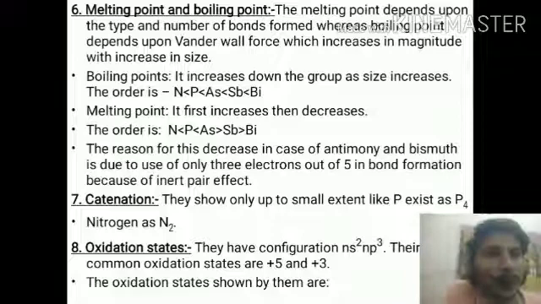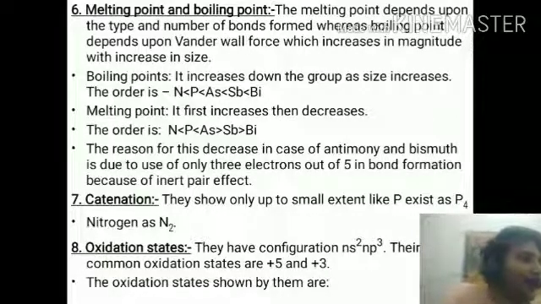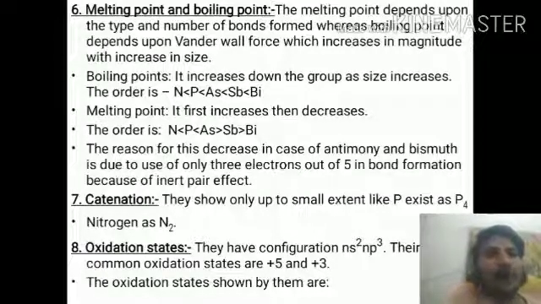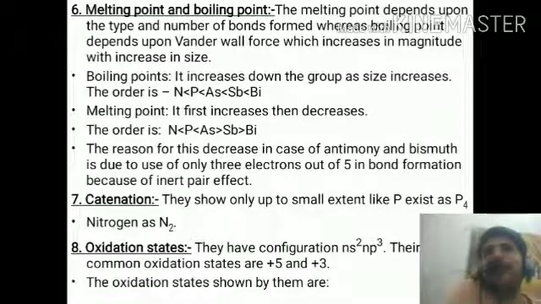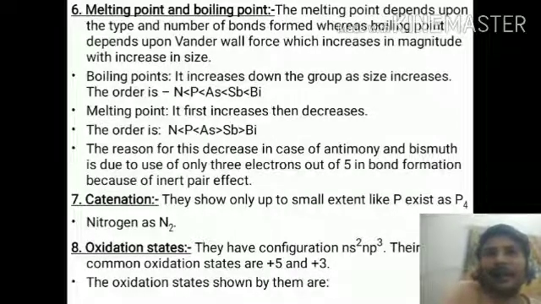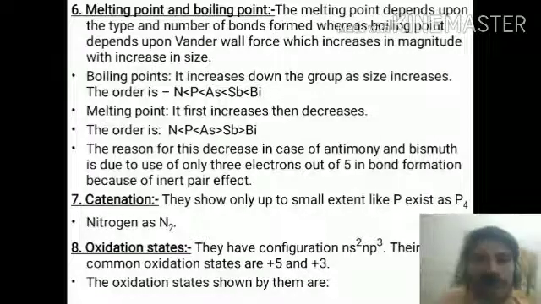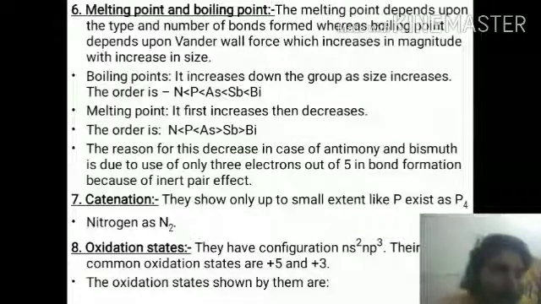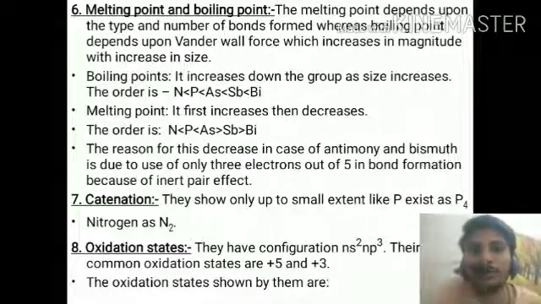Okay, melting point and boiling point depend on the size of the element, the bond strength of the element, and the molecular mass. If the molecular mass increases, then the melting point and boiling point increase. Means melting point or boiling point is directly proportional to the molecular mass and the bond strength. If bond strength increases, then melting point and boiling point also increase. If you move from top to bottom, molecular mass increases, so melting point and boiling point also increase.